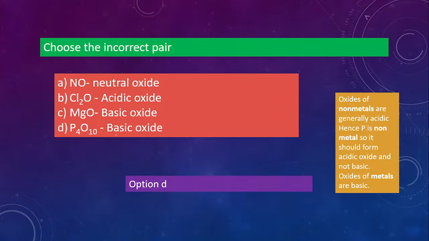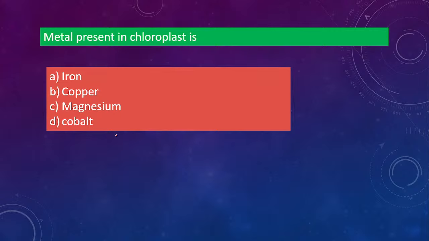Let's do the next one. Metal present in chloroplast is. So which metal is found in chloroplast? Iron, copper, magnesium, cobalt. So out of these four metals, which one is present in chloroplast? I hope everyone knows chloroplast, right? Chlorophyll is present in chloroplast. So अभी उसमें बोलो which metal will it be?